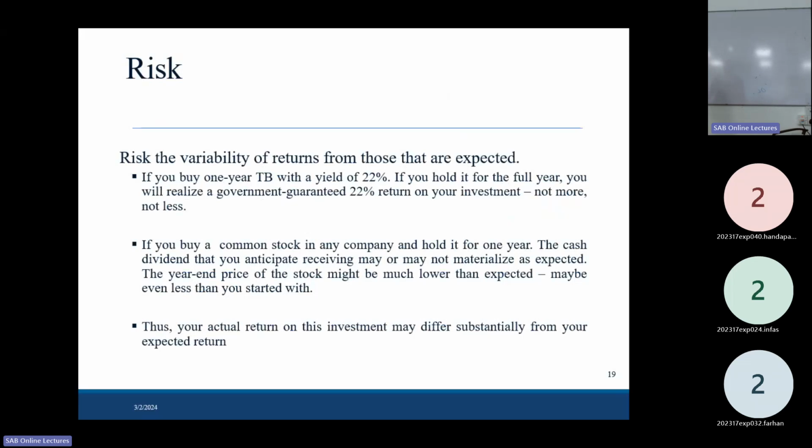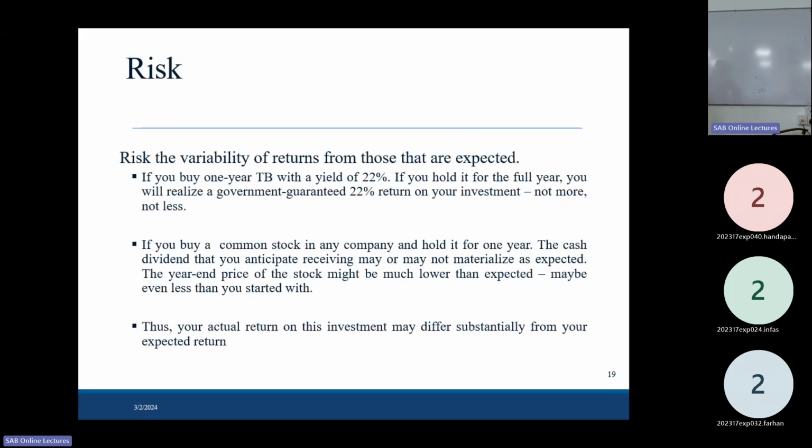Variability of returns. So now, how to calculate returns? You can calculate return considering the dividend and the price changes. So what is the risk? Variability of returns from the expected or from the annualized. Even with the past data, you can calculate average return. With the forecasted data, you can calculate expected return. So simply, what is the risk? Uncertainty or the variability or the dispersion of the expected return.